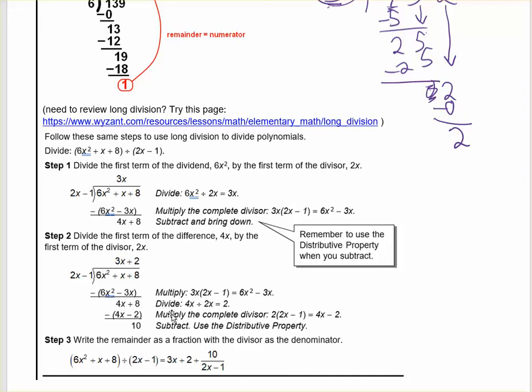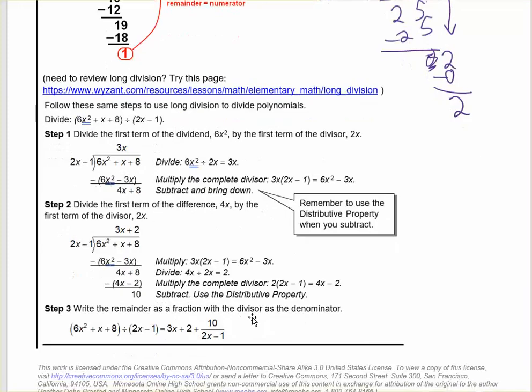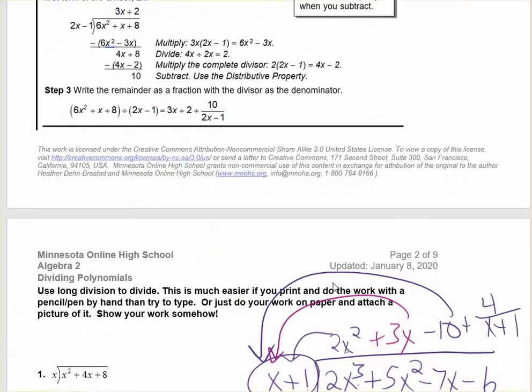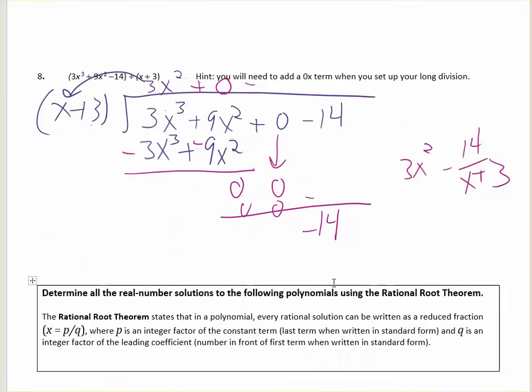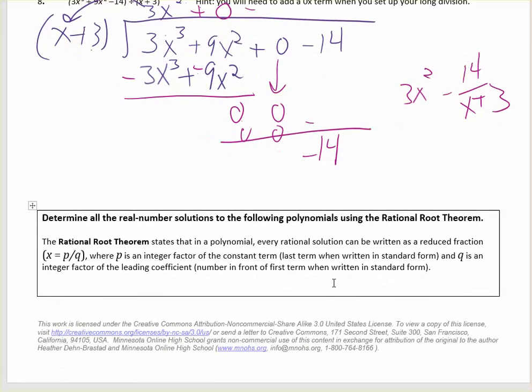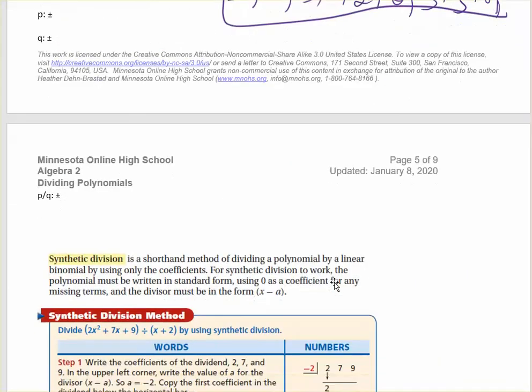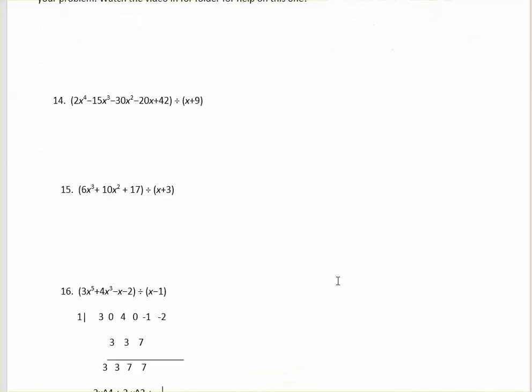Did this one have a remainder? Yeah, this one had a remainder too. But if you don't have a remainder, then it means you could multiply them back together and you would get the original problem. I don't know if any of the synthetic divisions you'll get that though.